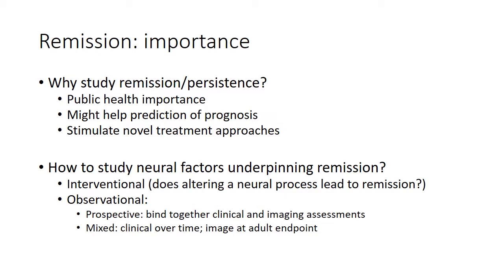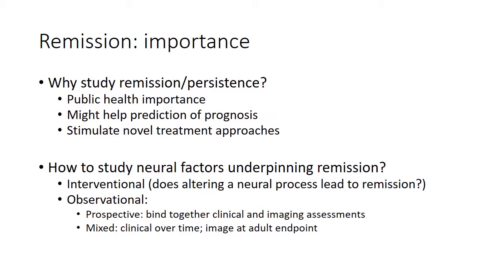Well, of course, the absolute gold standard for looking at neural factors in remission is to do an experimental intervention to show that altering a neural process leads to remission. This is exceptionally difficult to do, very rarely done, and as a result, the vast majority of studies are observational. Now, causal inferences aren't possible from observational studies, but they can point powerfully to candidate mechanisms.